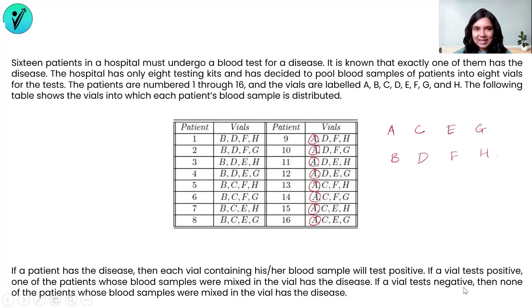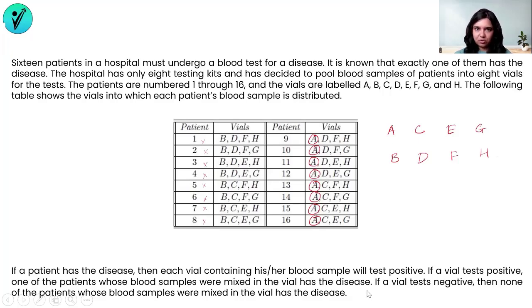If a vial tests negative, then none of the patients whose blood samples were mixed in the vial has the disease. So just like we checked for A to be positive, on the other hand, I'm considering B to be negative, because your blood sample has to choose from one, either go to A or to B. So if people's blood samples have gone to B and B is not positive, that means none of these patients will be positive. Because everybody who has B will be negative, because you need all 4 to be positive in order for you to be the actual patient with the disease, right? So this is all the information that is given to us. There's nothing else to be done, just understanding what all this information is.